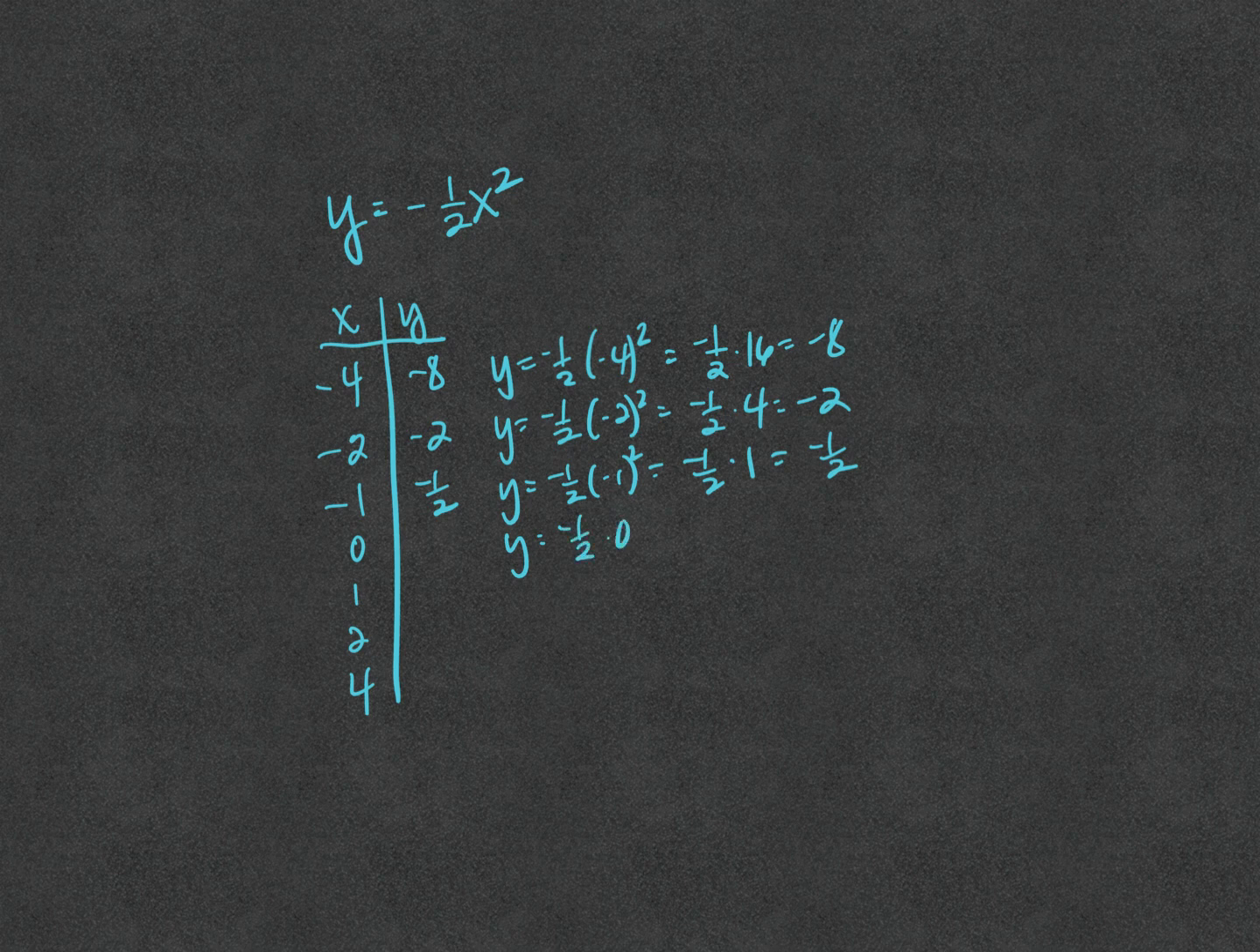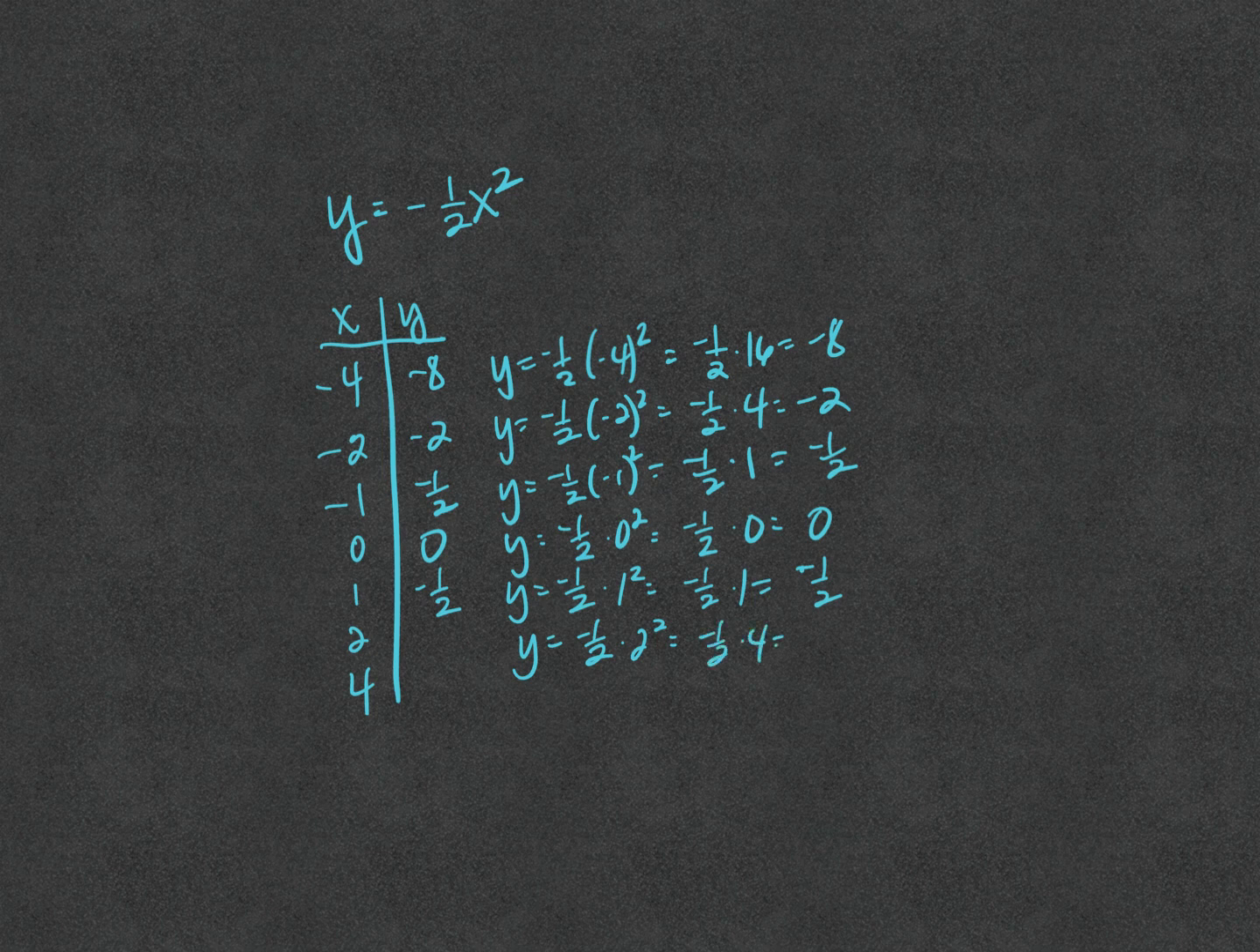So negative 1/2 times 0 squared is negative 1/2 times 0, which is 0. Y equals negative 1/2 times 1 squared, which is negative 1/2 times 1, which is negative 1/2. Y equals negative 1/2 times 2 squared, which is negative 1/2 times 4, which is negative 2. And y equals negative 1/2 times 4 squared, which is negative 1/2 times 16, which is negative 8.